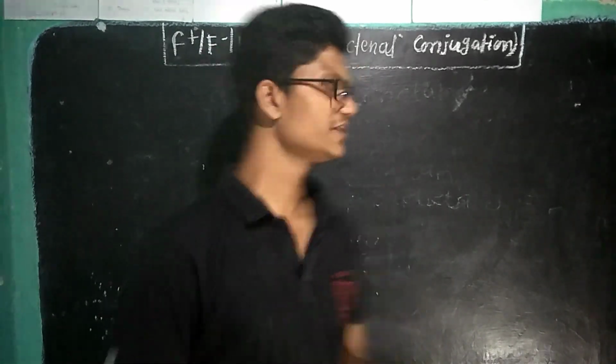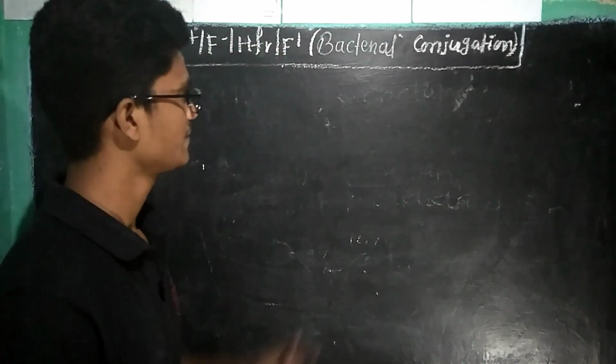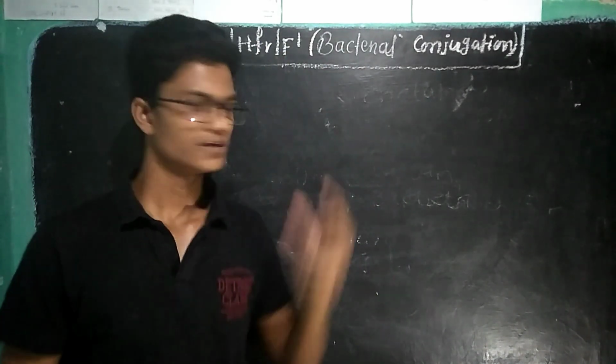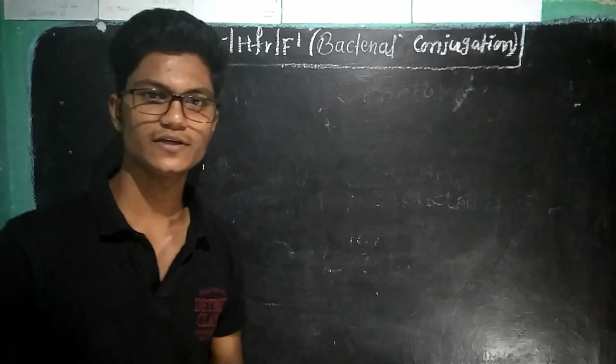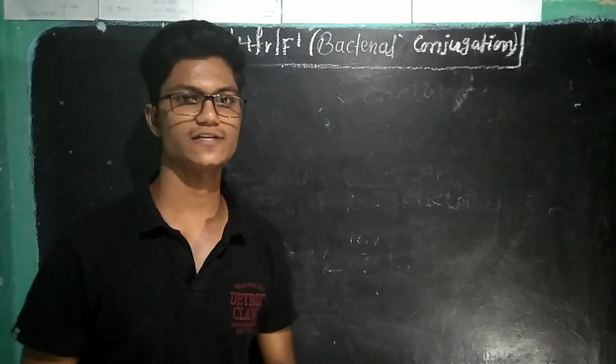Bacterial conjugation is one of the best methods to transfer genetic material from one bacterial cell to another bacterial cell. Now, the terms F plus, F minus, Hfr and F prime in bacterial conjugation are totally related to the F plasmid, the sex factor which is present inside the bacterial cell.